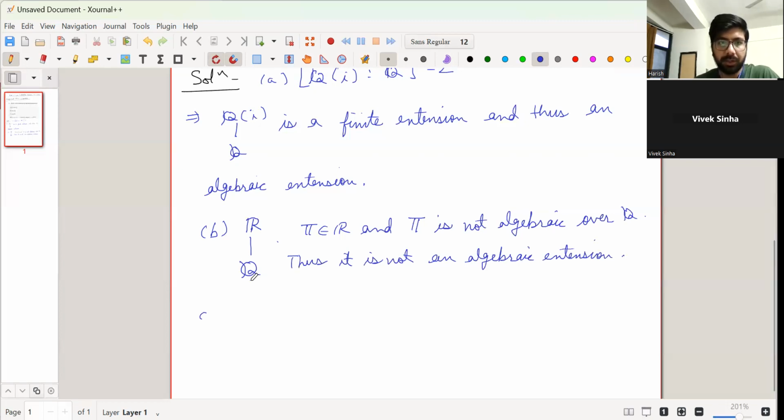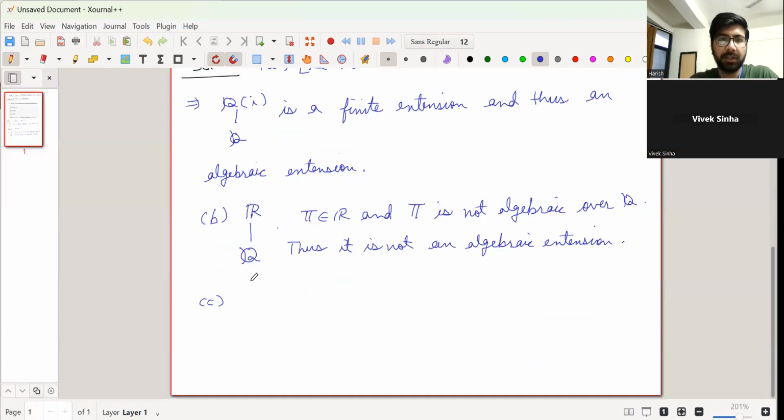Okay. What about the third one, that is C over R? Any complex number is algebraic over R. The reason is that C over R has degree 2. So C is a finite extension of R, nothing but R adjoin i.